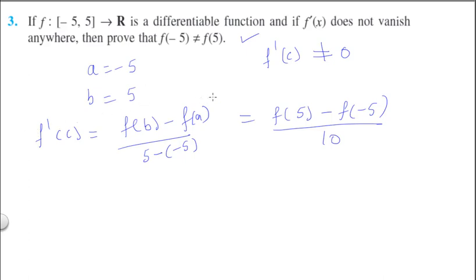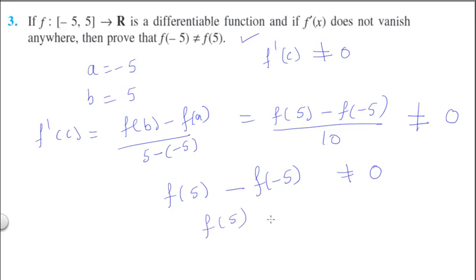Now what is f dash c? f dash c is not equal to 0. So we will place this as not equal to 0. Solving this, we have f of 5 minus f of minus 5, multiplying both sides of the equation by 10. We get 0 on this side. And from here, adding f of minus 5 to both sides, we get f of 5 not equal to f of minus 5. This is what we had to show. So this was a very simple exercise. You just need to learn the conditions of Rolle's and Lagrange's theorem.